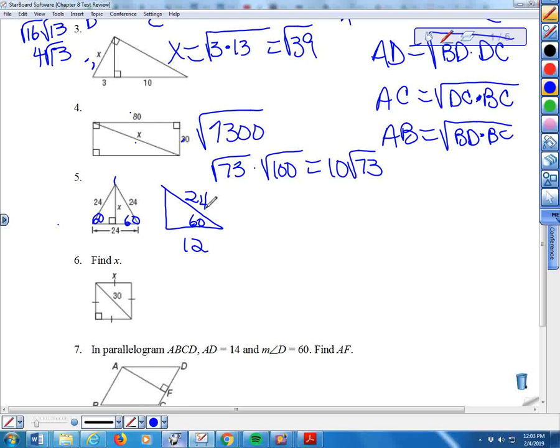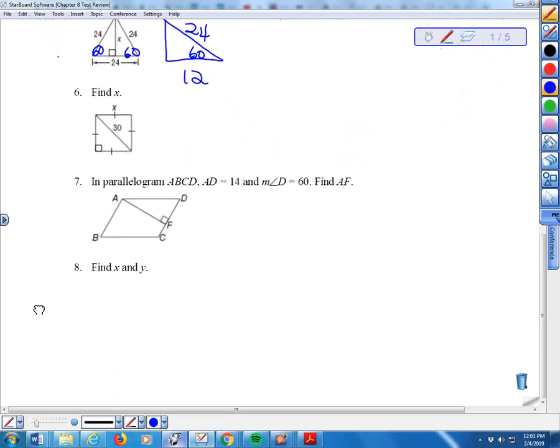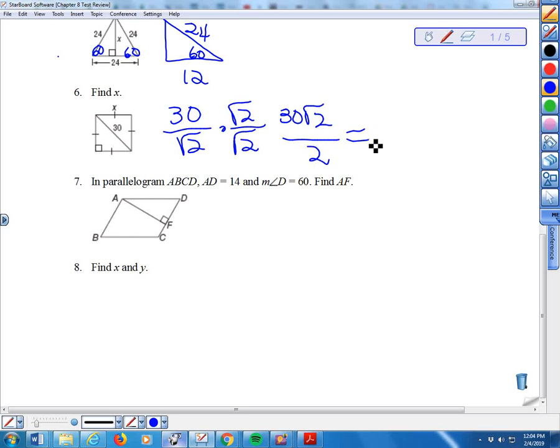This is a square split in half by its diagonal. This is how 45, 45, 90 triangles are created. The diagonal is 30. How do you go from a side to the diagonal? What do you do? Okay, so how do I go from the diagonal back to a side? Divide by the square root of 2. Rationalize. I'm done.